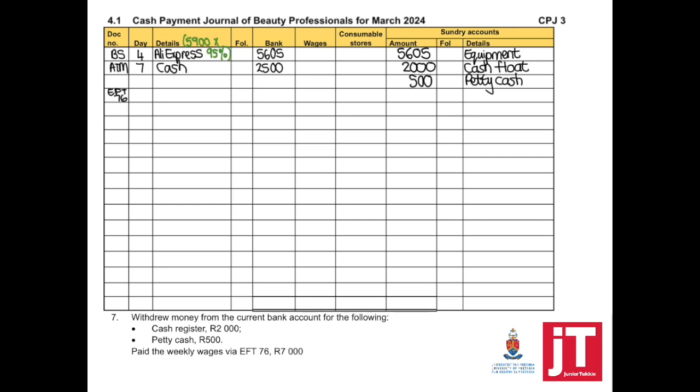On the same day, paid the weekly wages, EFT number 76. Details, cash, how much? 7,000. For what reason? Wages.